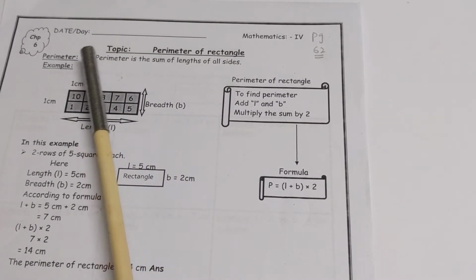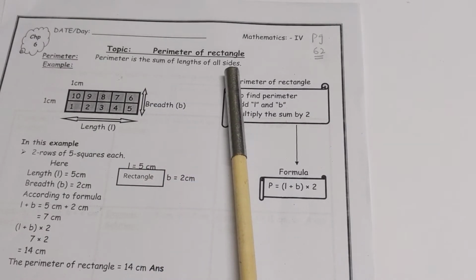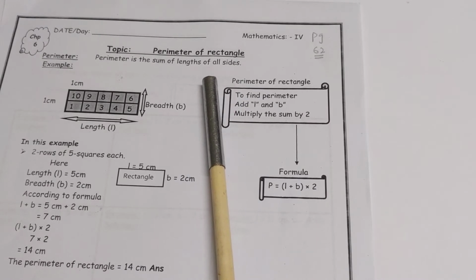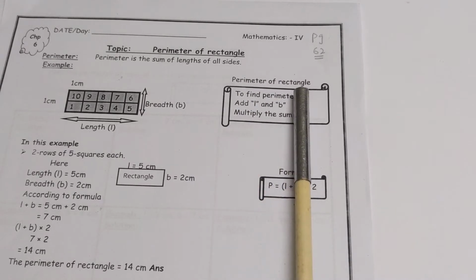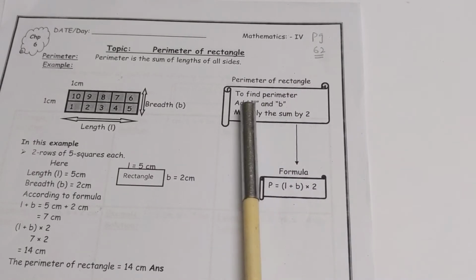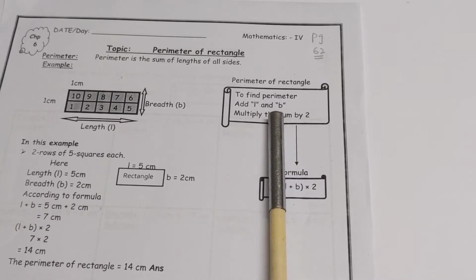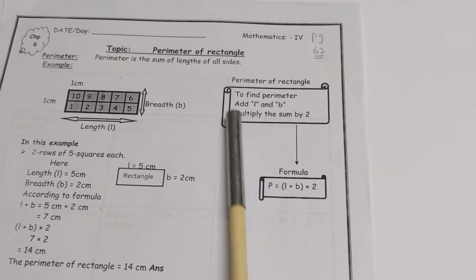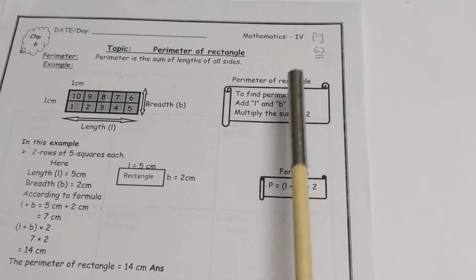What is perimeter? Perimeter is the sum of the lengths of all sides, or you can say perimeter is the boundary of the closed shape. So how to find the perimeter of a rectangle? To find the perimeter, add length and breadth of the given rectangle and multiply the sum of the length and breadth by 2. So by this explanation we have one formula for the perimeter of the rectangle.